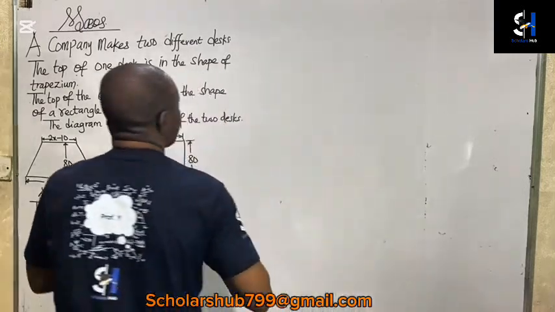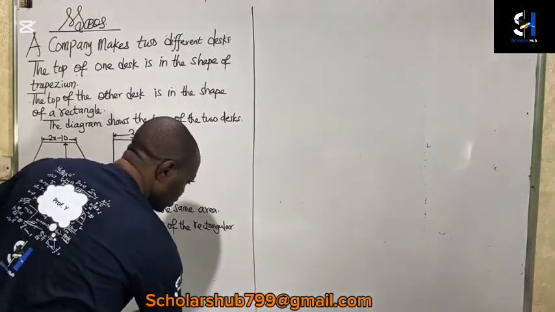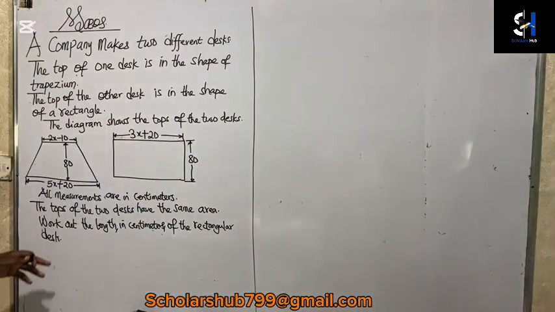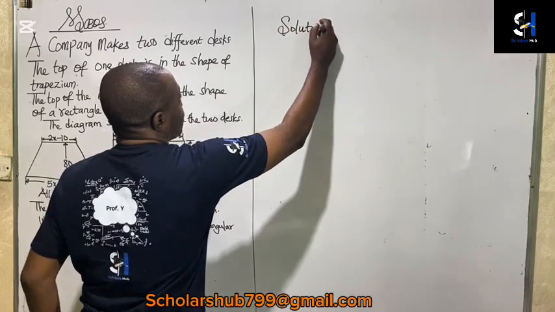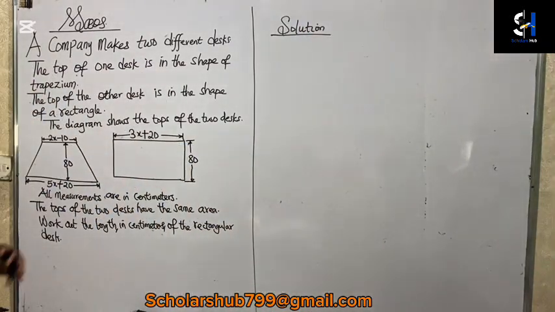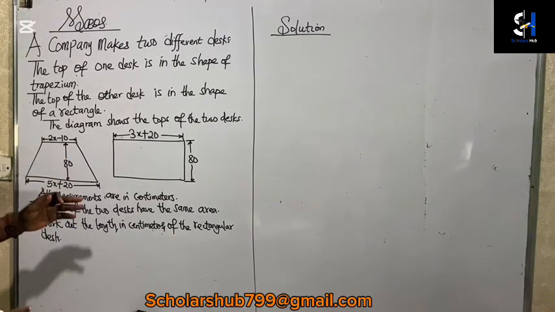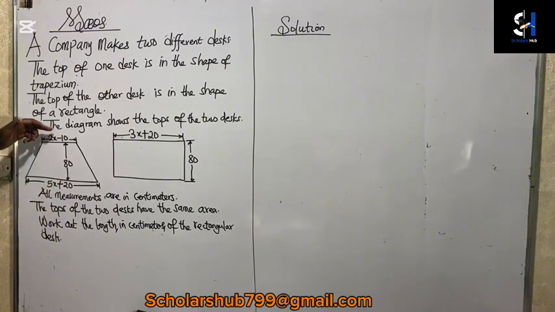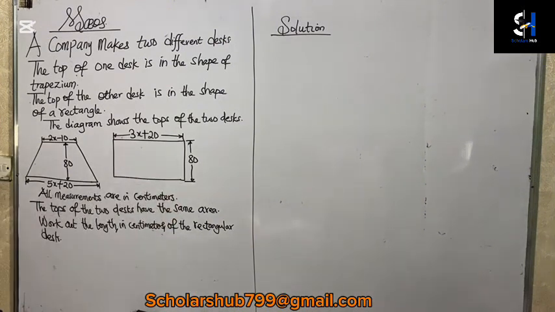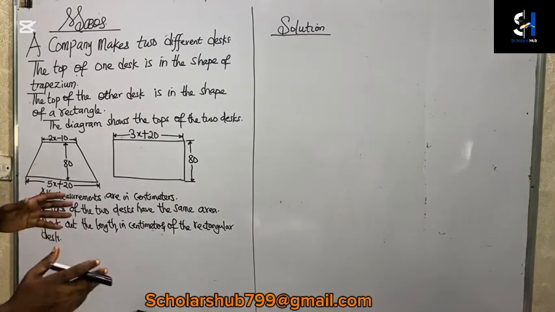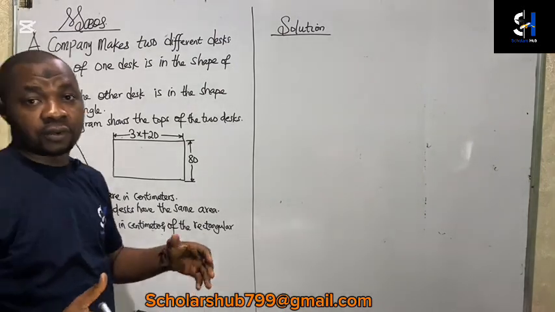All right, let's find out. Like I said, we don't need to waste time trying to demystify this question. A company makes two different desks. The top of one desk has the shape of a trapezium. A trapezium is bounded by two parallel sides and the slant side. Then we have the rectangle, which is bounded by its length and width. We need to first write down the expression for the area of the trapezium.